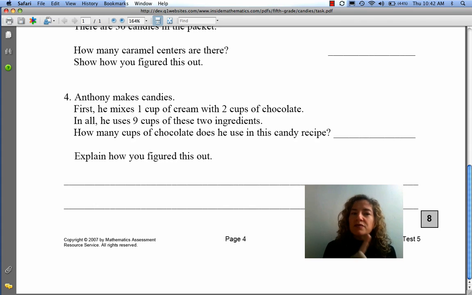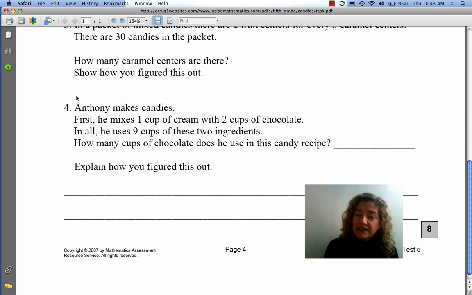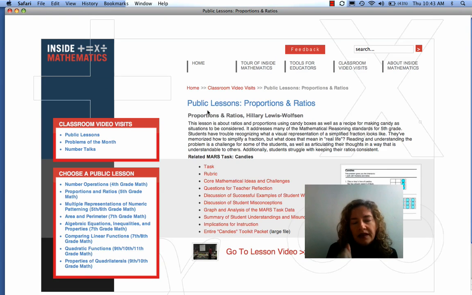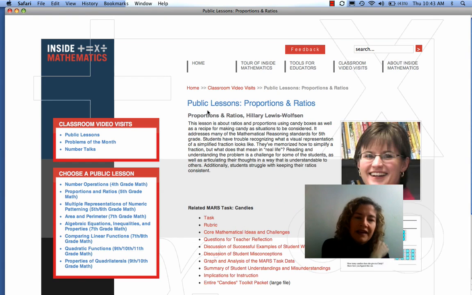And then we actually get Anthony makes candies. First, he mixes 1 cup of cream with 2 cups of chocolate. In all, he uses 9 cups of these 2 ingredients. How many cups of chocolate does he use in the candy recipe? And explain how you figured this out. So this is the first task that kids do. And if you look at this video, you can see that this is what Hillary Lewis-Wolfson and her colleagues call a re-engagement lesson.